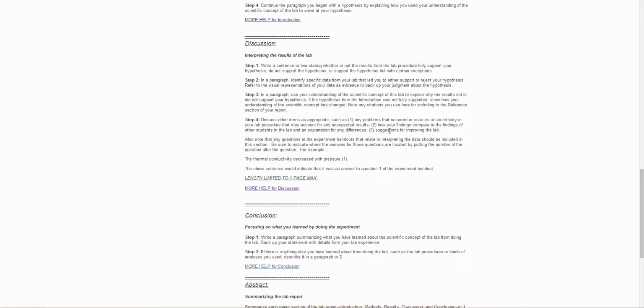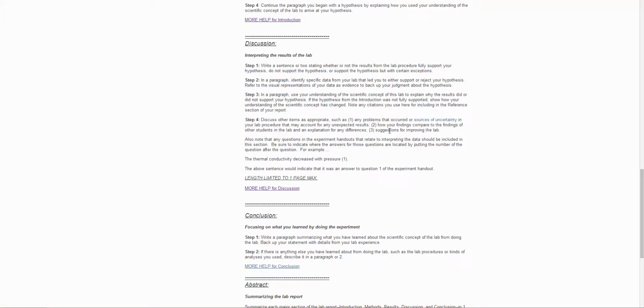Step 3 is, in a paragraph, use your understanding of the scientific concept of the lab to explain why the results did or did not support the hypothesis. So again, the hypothesis is given in the experiment handout, in this case not the intro. If the hypothesis was not supported, show how your understanding of the scientific concept has changed.